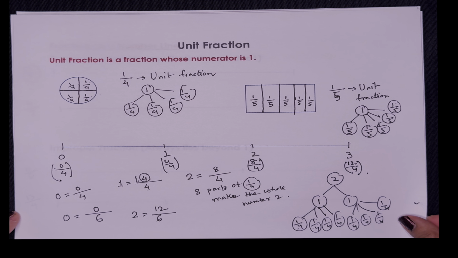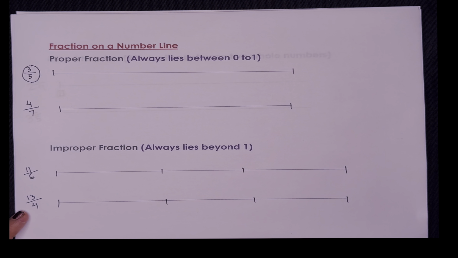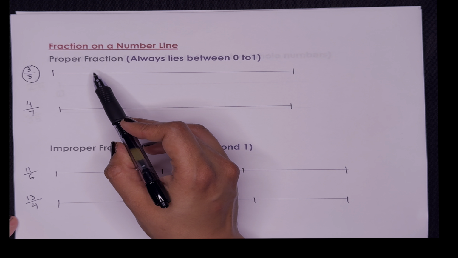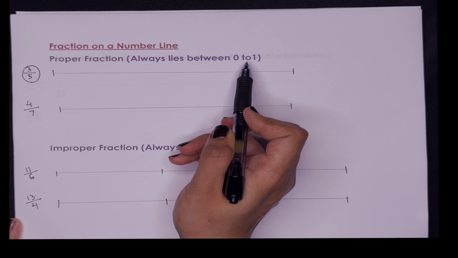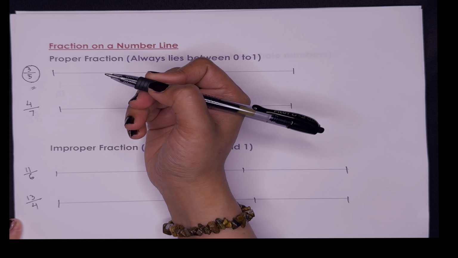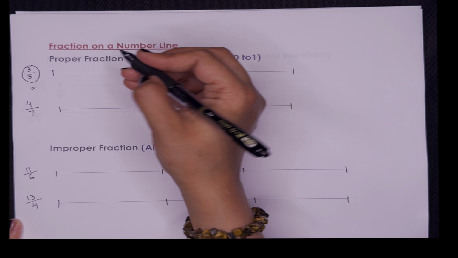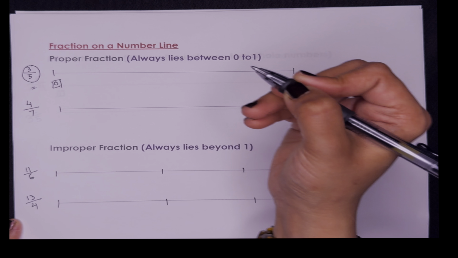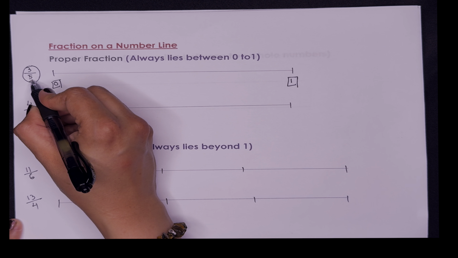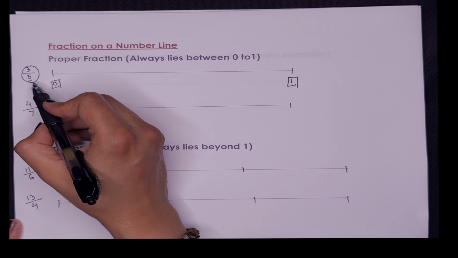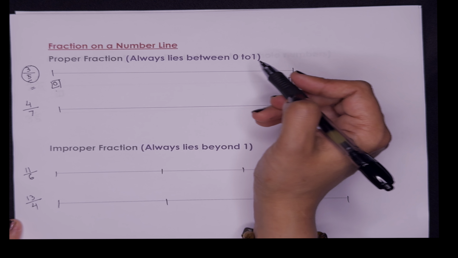Okay. Now let's put all the three types of fraction on a number line. First, I start talking about proper fractions, which always lie between 0 and 1. Let's try with this example. Because a proper fraction always lies between 0 and 1, I put 0 as the initial point and 1 as the final point. The denominator always tells you how many equal parts there are. So here, the denominator is 5. So we can say between 0 and 1 there will be 5 equal parts.